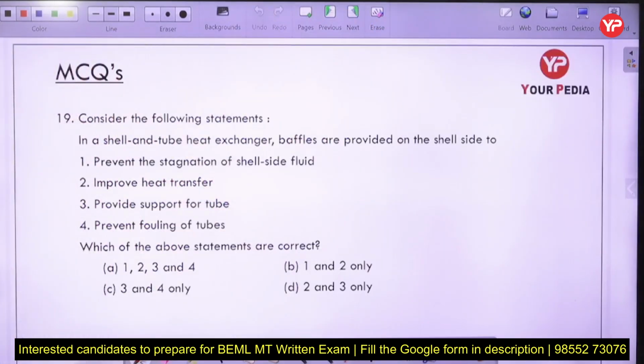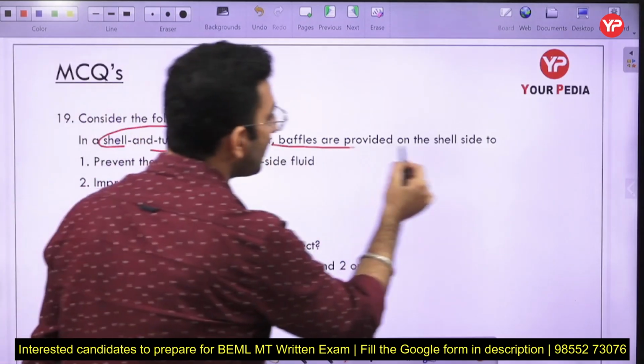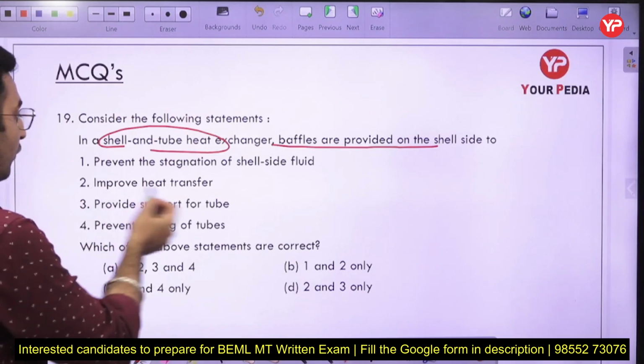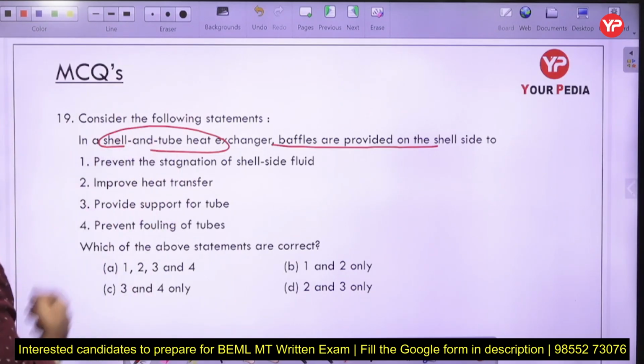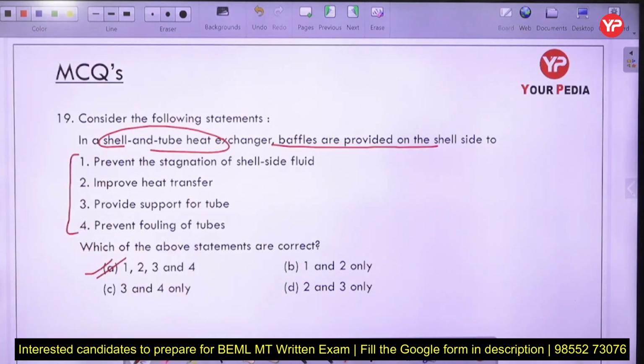Next, consider the following statement. In a shell and tube heat exchanger, baffles are provided on the shell side to prevent the stagnation of the shell side fluid, improve the heat transfer, provide support for the tube, and prevent falling of the tube. All the options are correct here. Okay, so option number A is the correct answer here.